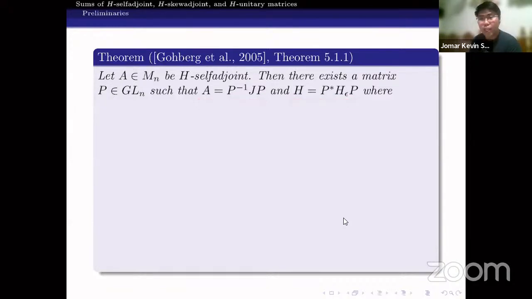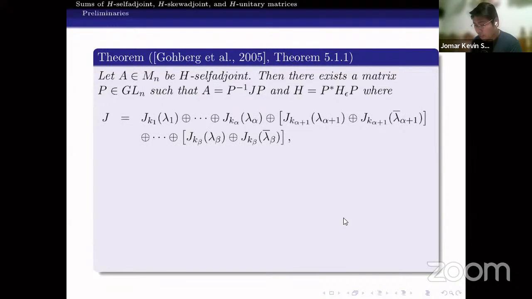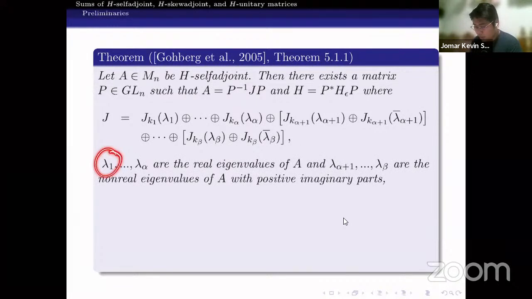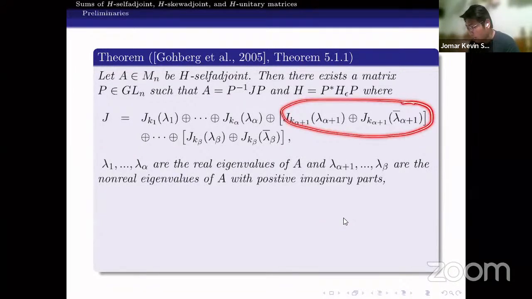So ano itsura ni J tsaka ni H epsilon? Si J is just a direct sum of these Jordan blocks wherein yung lambda 1 up to lambda sub alpha are the real eigenvalues of A. So ito yung mga Jordan blocks corresponding to these real eigenvalues. Okay? And lambda sub alpha plus 1 up to lambda beta are the non-real eigenvalues of A with positive imaginary parts. So, sinasabing dito sa J, the Jordan blocks corresponding to the non-real eigenvalues of A come in pairs. So, ito yung Jordan block for lambda sub alpha plus 1 and so on hanggang sa lambda beta.